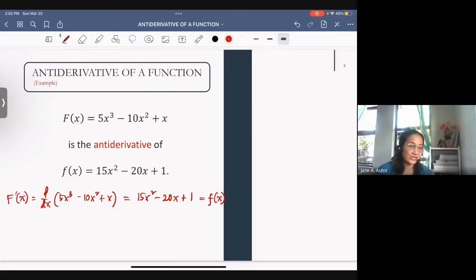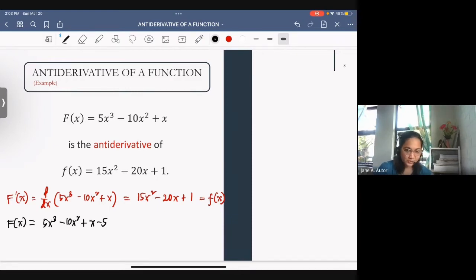As mentioned earlier, the antiderivative of a function is not unique. So we can actually have other antiderivatives of our small case f of x. Let's say, for example, we have the function uppercase f of x equals 5x cubed minus 10x squared plus x minus 5. This can also be the antiderivative of small case f of x equals 15x squared minus 20x plus 1. So why?